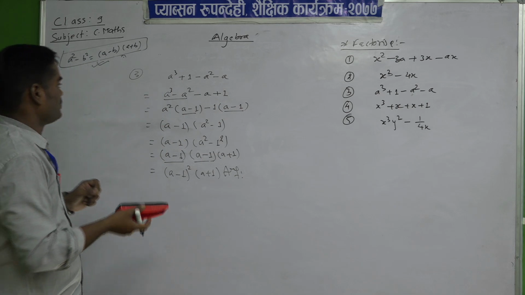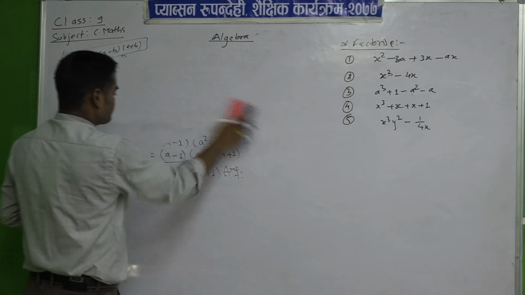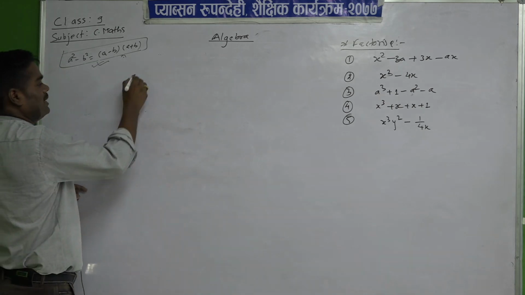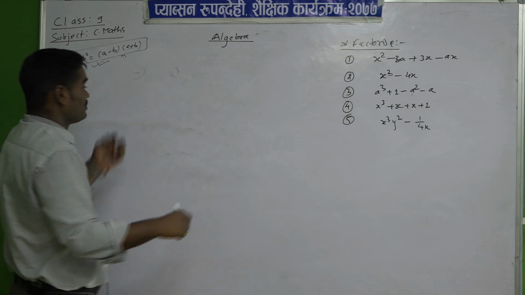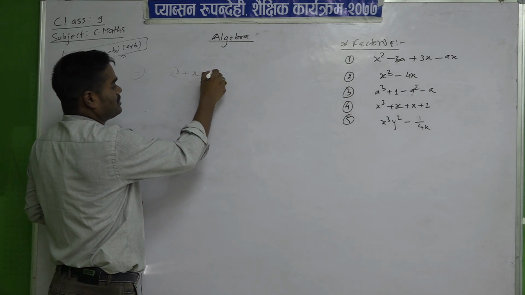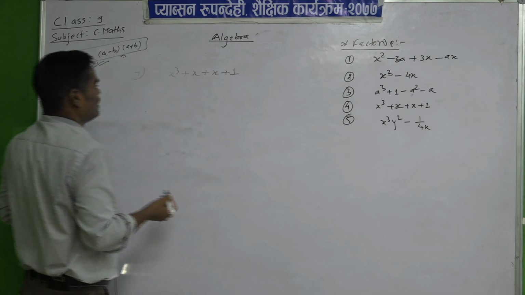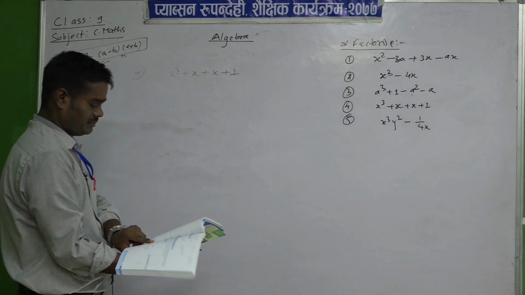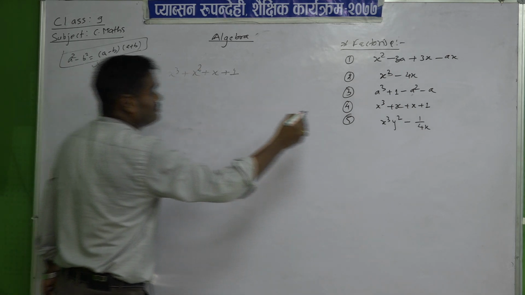Question number 4. So what is question number 4? Like the same, question number 4 is also given. What is given? Question number 4: x cube plus x square plus x plus 1. I think the question is x cube plus x square plus x plus 1, so the square should be there.